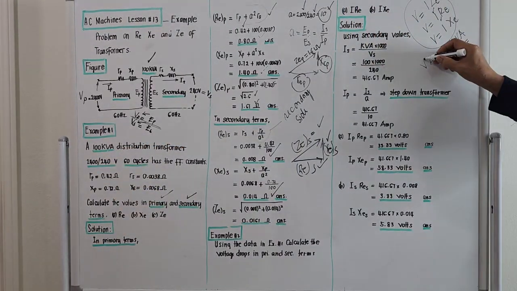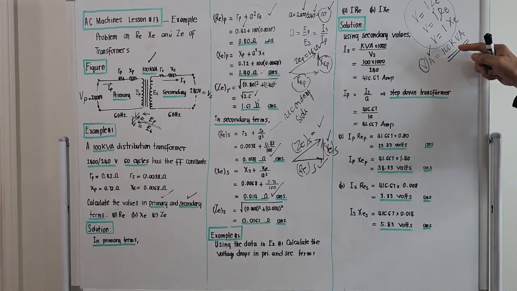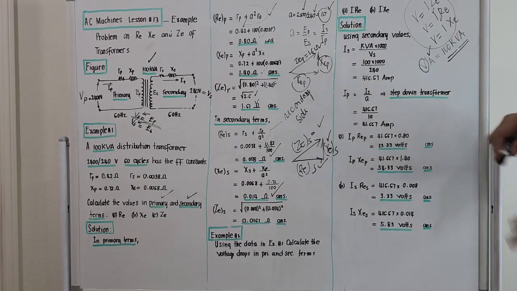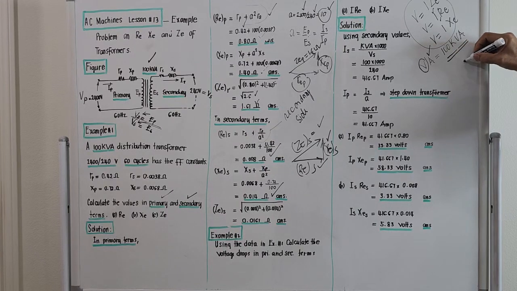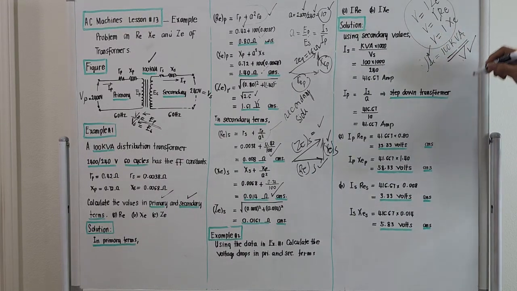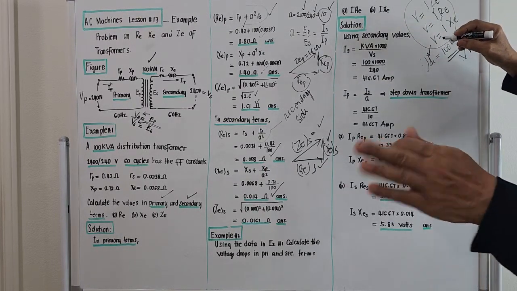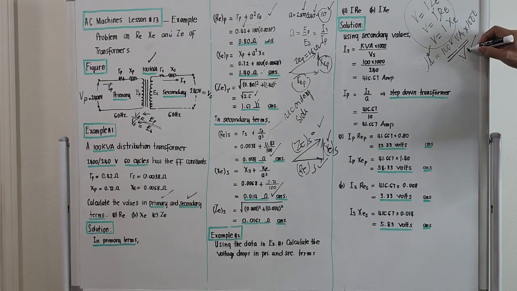So, if we know the voltage, we could compute for the current. Using secondary values, IS now will be kVA over voltage. If we compute per ampere, this should be all over voltage. No more voltage here, and this is I, and this is voltage. So current is the apparent power, which we should convert to volt-ampere, so there is a multiplier times 1000 over voltage.